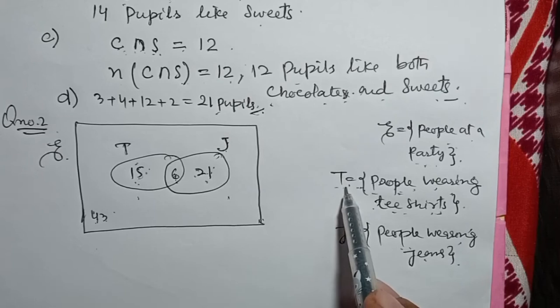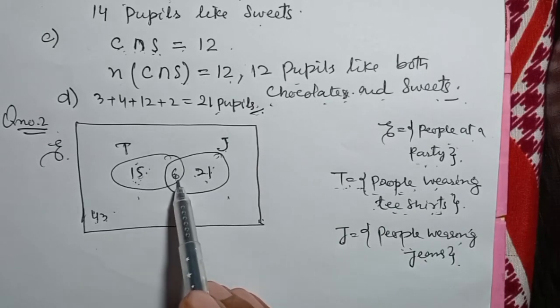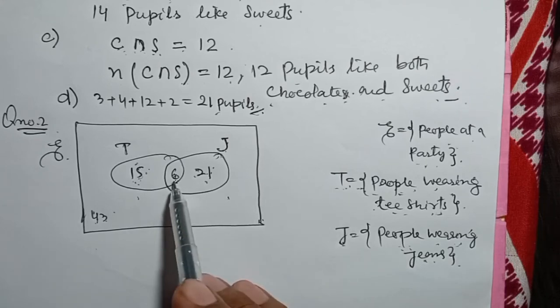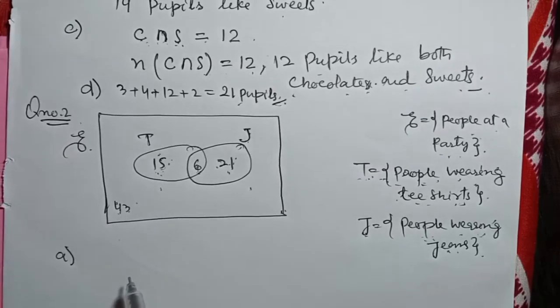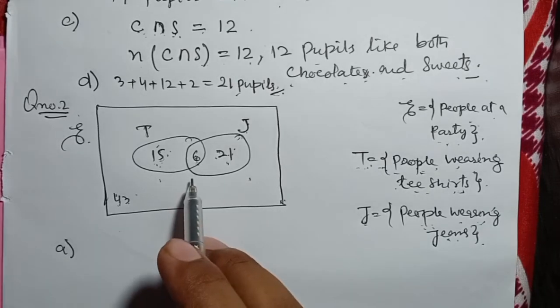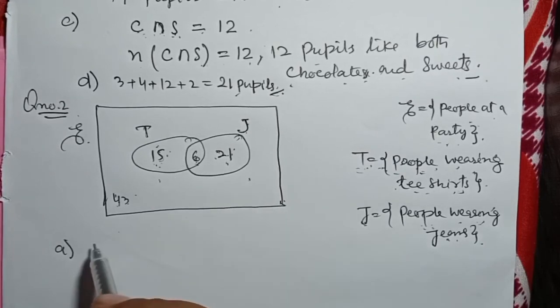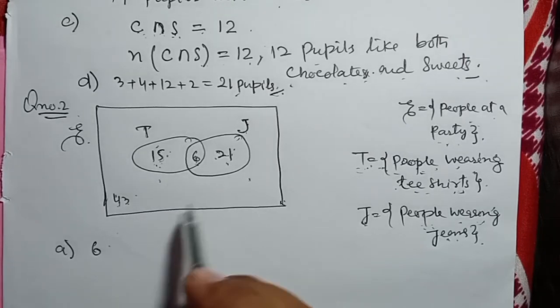In the question, T represents people wearing t-shirts. How many people are wearing t-shirts? 15 plus 6. J represents people wearing jeans. How many people are wearing jeans? That is 6 plus 21. Now see part A in question 2. The part A is, how many people were wearing t-shirts and jeans? Those people who are wearing both t-shirts and jeans, that is only the 6. So 6 is the answer for the first part.